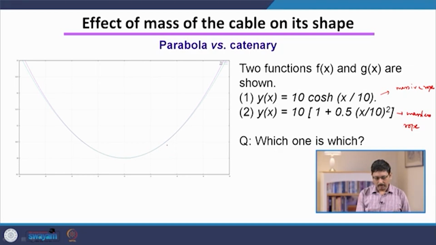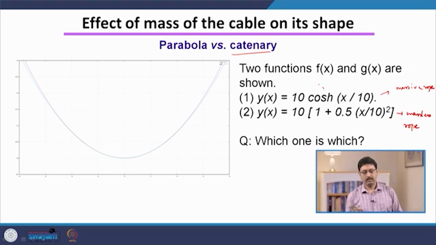For small values of distance away from the lowest point, these two curves are practically indistinguishable. It is only when you are going to a large length that the shapes of these two curves start to differ. By the way, the shape of this curve, the cosh (hyperbolic cosine) curve, which represents the shape of a rope hanging under its own weight, is called a catenary.